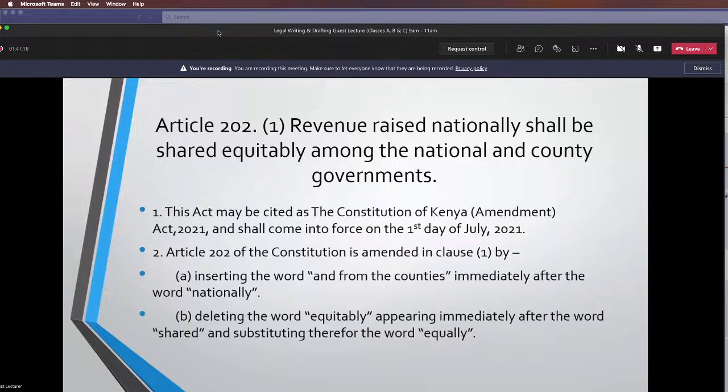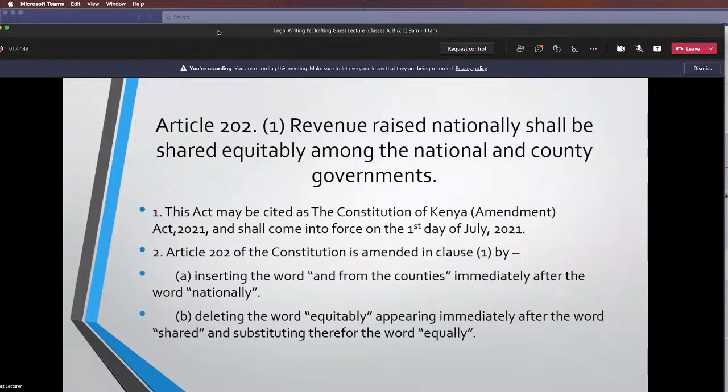But for the purpose of amendment and clarity of law, what you want to appreciate is that this has required us to have the First Amendment A and the Second Amendment B. So in the First Amendment, you add "and from counties". In the Second Amendment, you delete "equitably". Why do we do that? Why don't we just say by inserting the words "and from counties" and by deleting the word "equitably"?